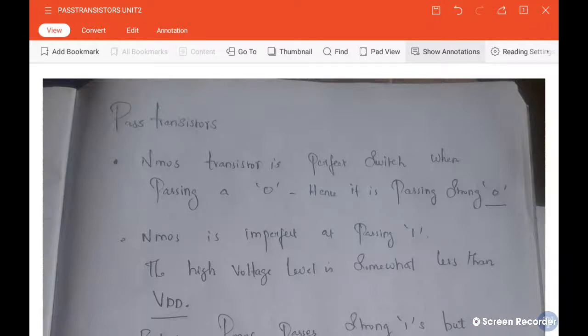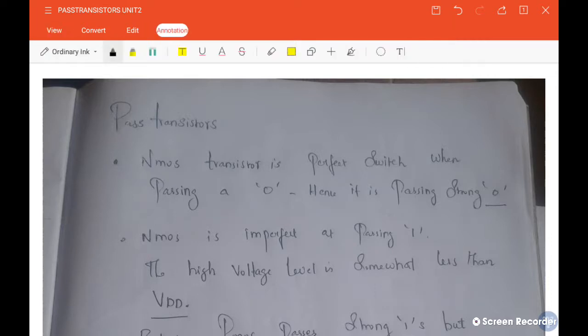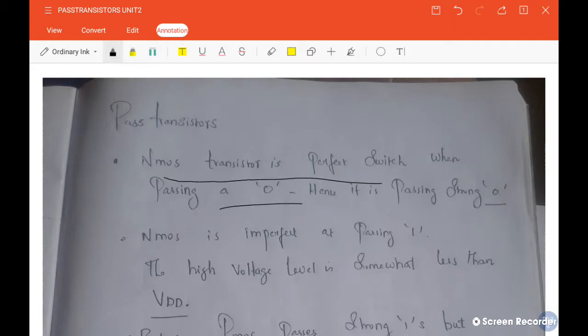Today in our class we are going to discuss pass transistor, that is a unit 2 topic. So far we have studied the complementary CMOS, static CMOS circuits. Here in pass transistor, the beauty is that an NMOS transistor is a perfect switch when passing a zero. This thing we know. An NMOS is a perfect switch when it passes a zero, that means a strong zero.